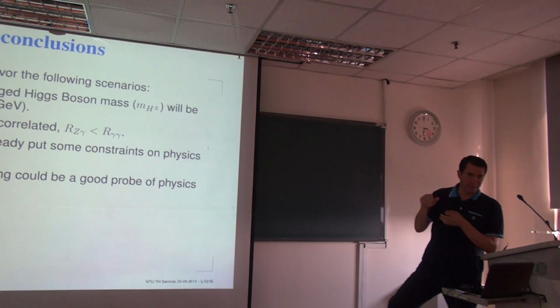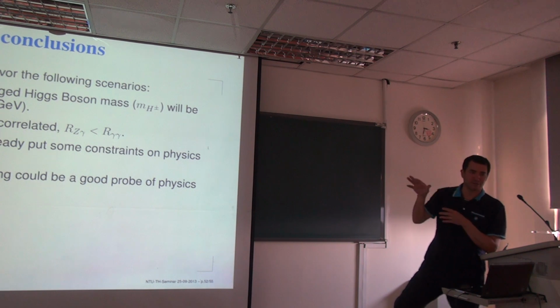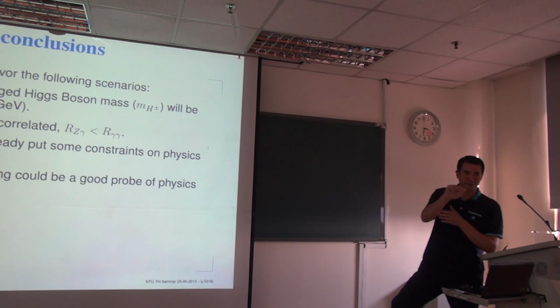But for gamma gamma, you need to wait at least 10 years after the second run of the LHC, because you need a very large luminosity. You need 3,000 inverse femtobarn. But for tau tau, I think they need 300 inverse femtobarn. They can do it for the tau tau mode, and then they can measure the triple coupling.